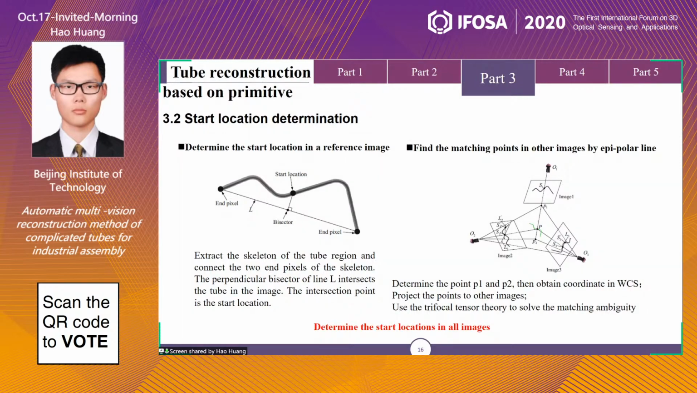Then project the points to other images. Finally, use the trifocal tensor to solve the matching ambiguity. Now, we have determined the start locations in all images.